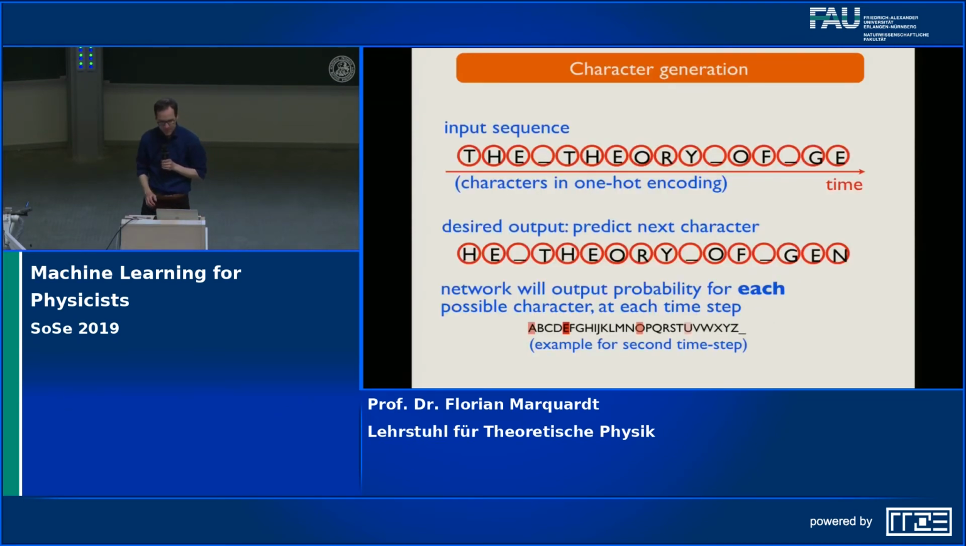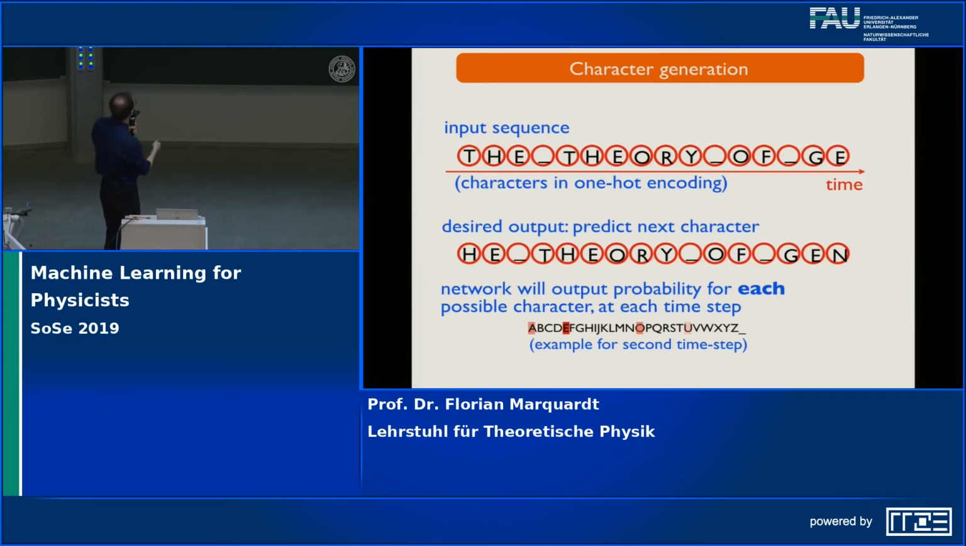Now, here's another example. One of the obvious applications of time traces is when the time trace is actually a sequence of characters, a sequence of letters. So it represents a text. One of the things you could ask for is, given a certain piece of text, can you predict the likelihood of one or the other letter being the next letter in the sequence?